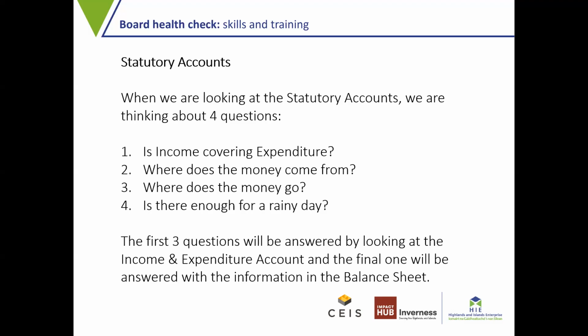The first three questions will be answered by looking at the income and expenditure account, and the final one will be answered with the information in the balance sheet. Note that, in general, the income and expenditure account covers a specific period, normally 1 year, whereas the balance sheet covers when the organisation started trading to a specific point in time, which is normally the year end to match the income and expenditure account.